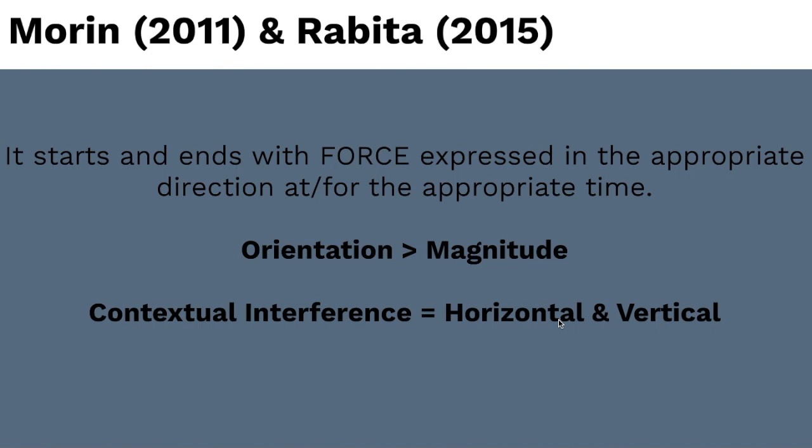So where do we start with our feedback or our contextual interference? We know from recent studies that it starts and ends with force expressed in the appropriate direction at or for the appropriate time. In other words, the orientation of force is greater than the magnitude of force. And so within that orientation component, we have horizontal and vertical. And this is how I'll often structure some of the practice organizations when targeting sprinting mechanics with team sport athletes.